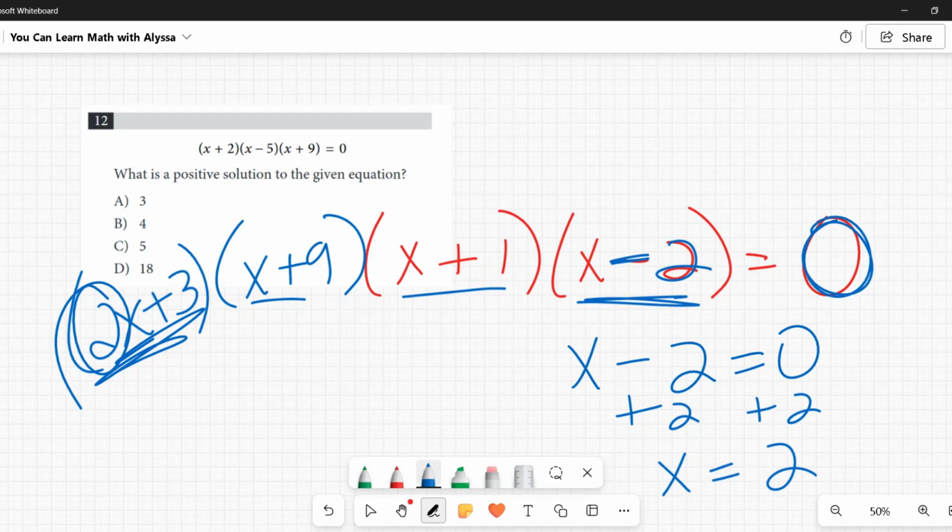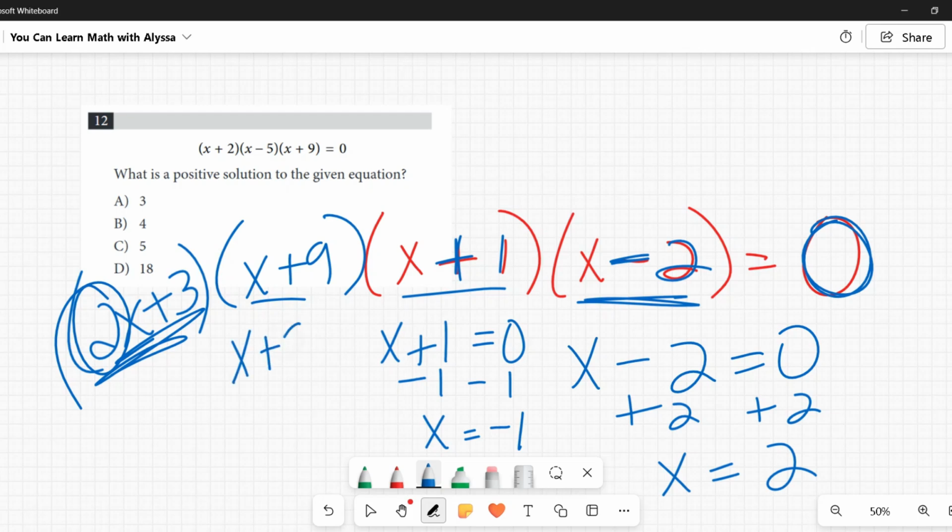Here's the same thing, x plus 1. If x plus 1 equals 0, I subtract 1 from both sides and get x equals negative 1, the opposite of positive 1. And then our other one there, x plus 9 equals 0. There, subtract 9 from both sides, x equals negative 9, the opposite of positive 9.